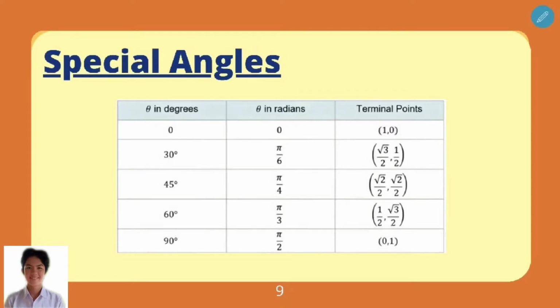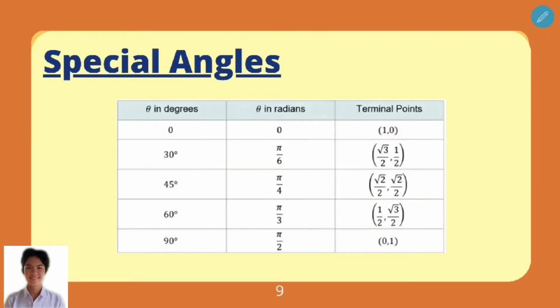The table you can see is the list of special angles. There are specific angles such as 0, 30, 45, 60, and 90 degrees that provide simple and exact trigonometric values. These specific angles are known as trigonometric special angles. These are commonly used and encountered because it is easy to exactly evaluate the trigonometric function without using a calculator for these angles.